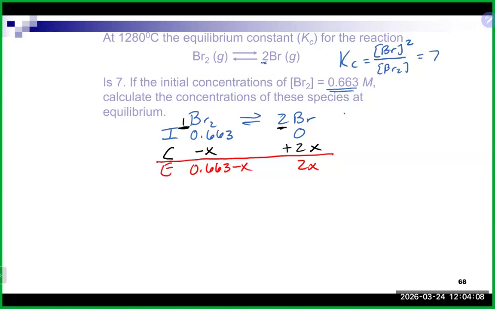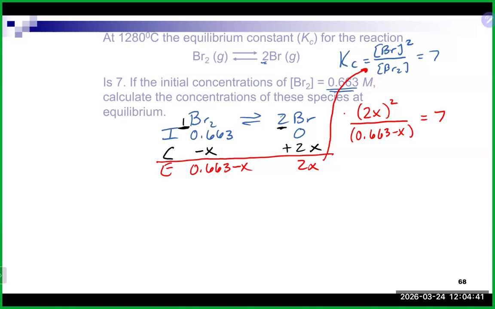All right. Now, as I mentioned before, our goal is to solve for the value of x so we can figure out what the change is, and that'll allow us to figure out our equilibrium concentration. So we're going to take everything we got and stick it into our expression here. If you do that, you get (2x) squared divided by 0.663 minus x is going to equal 7.